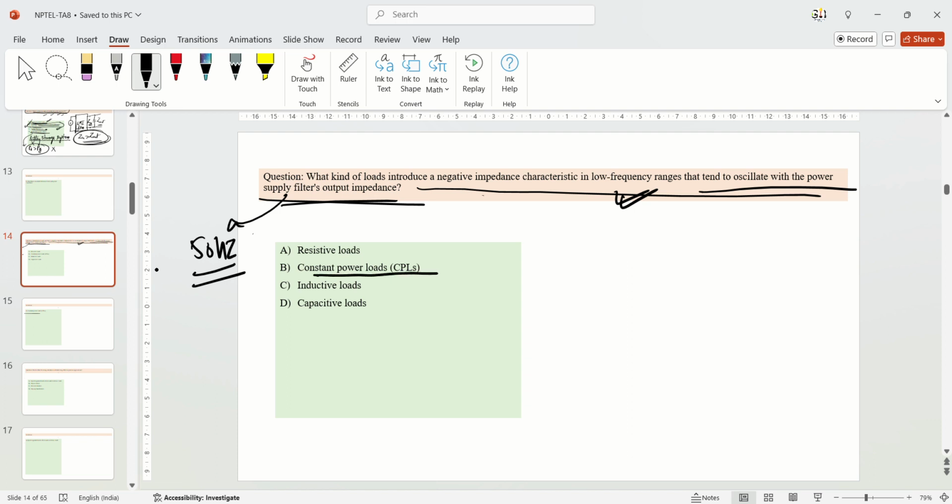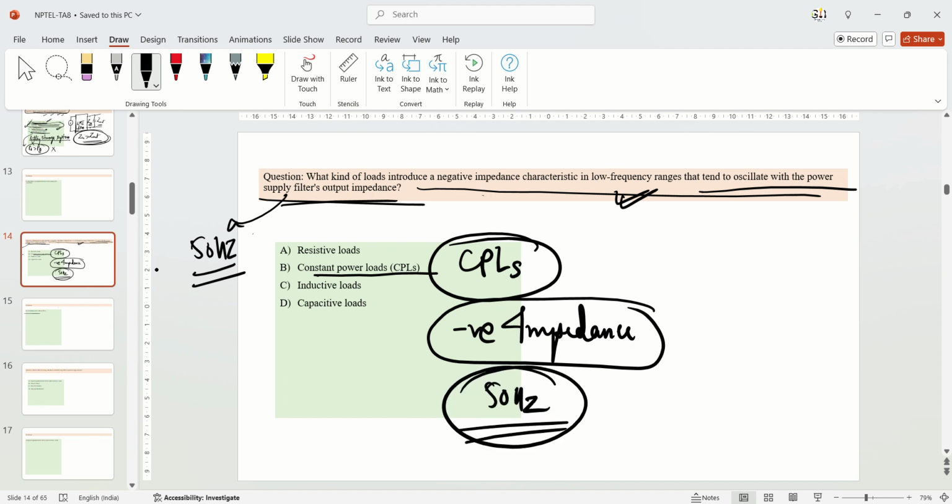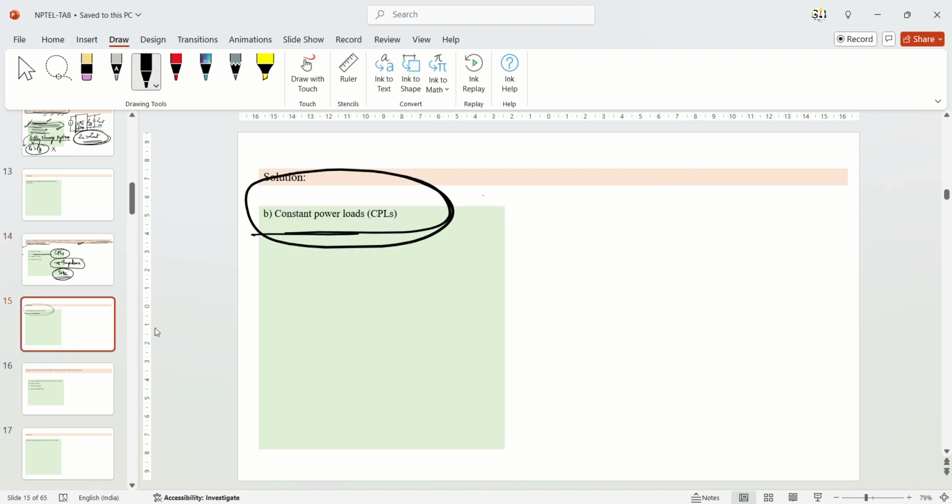I already explained that CPLs, constant power load devices, have negative impedance. I have already explained how the second and fourth quadrant is responsible for this negative impedance under low frequency ranges, because it's not a high frequency system, we are operating at 50 Hz. So with this 50 Hz system they tend to oscillate with the power supply filters or output impedance. So that is true, constant power load devices are there.